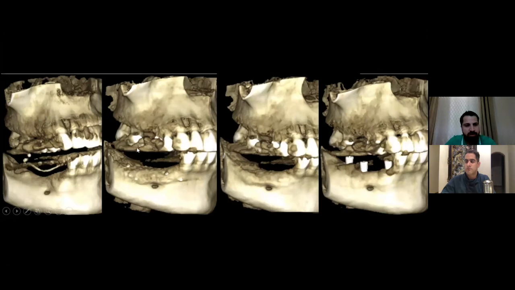So this is how the patient came. This is at bone grafting. This is after placing the implants. And this is after placing our healing abutments.